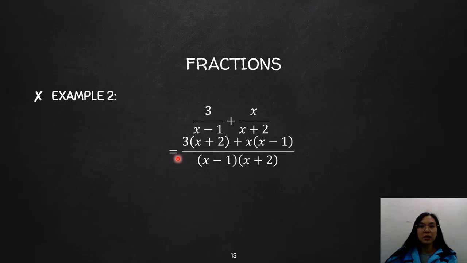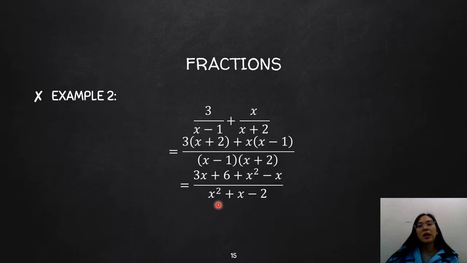So, yeah. Magiging 3 times. This time, yung x plus 2, yun yung parang letter D nyo. So, that will be 3 times the quantity x plus 2 plus x times the quantity x minus 1 divided by x minus 1 multiplied by x plus 2. Then, of course, simplifying this particular fraction will give you 3x plus 6 plus x squared minus x divided by x squared plus x minus 2.